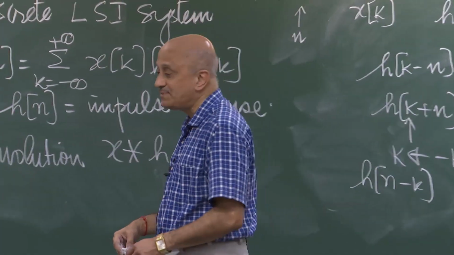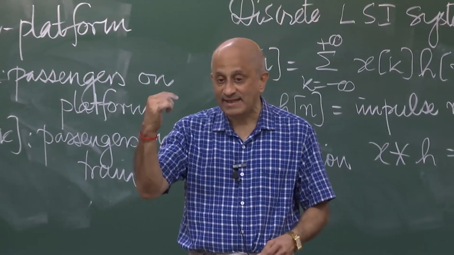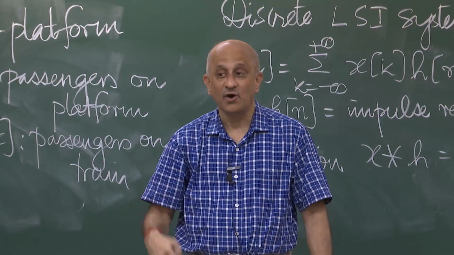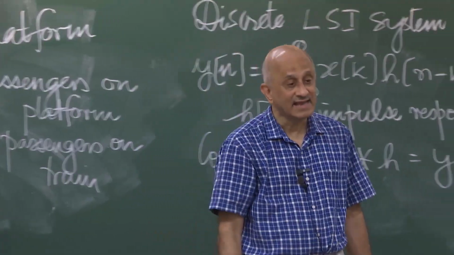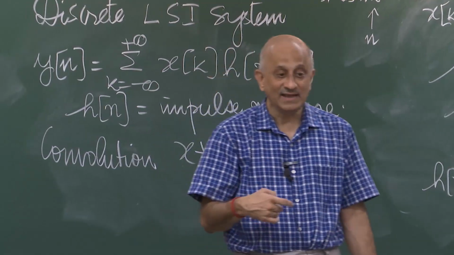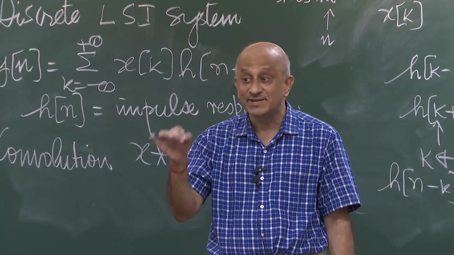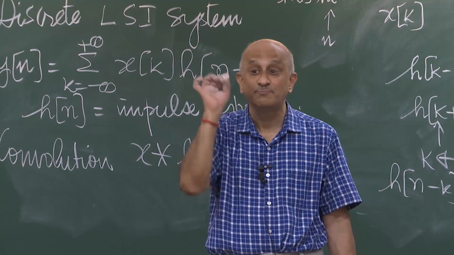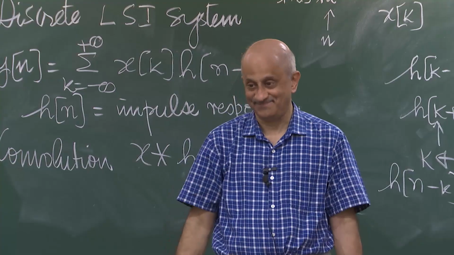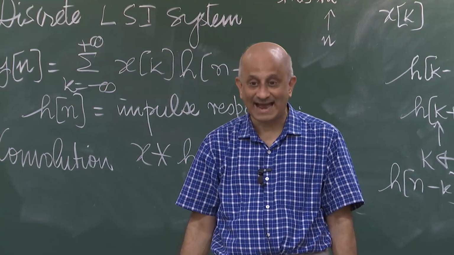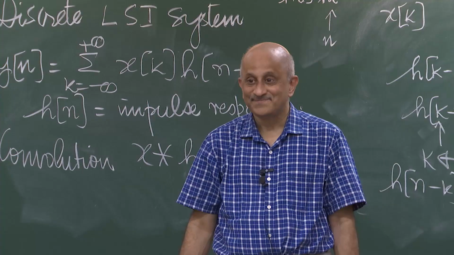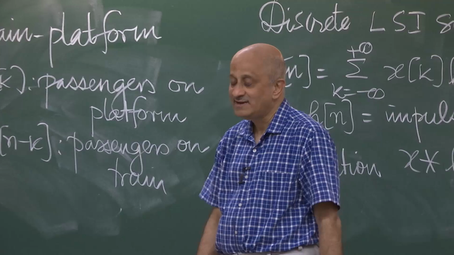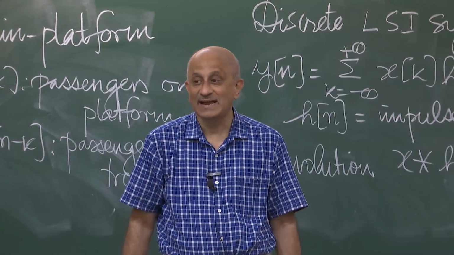And at every point what happens? Every corresponding passenger inside the train shakes hands with the corresponding passenger on the platform. The shaking of hands can be thought of as a multiplication of x of k and h of n minus k at that particular value of k. And the combined effect of all this handshake is the output that you get at that particular n. And how do you combine? By adding. So, it is convenient and smooth and slick to explain convolution by using the train platform analogy.